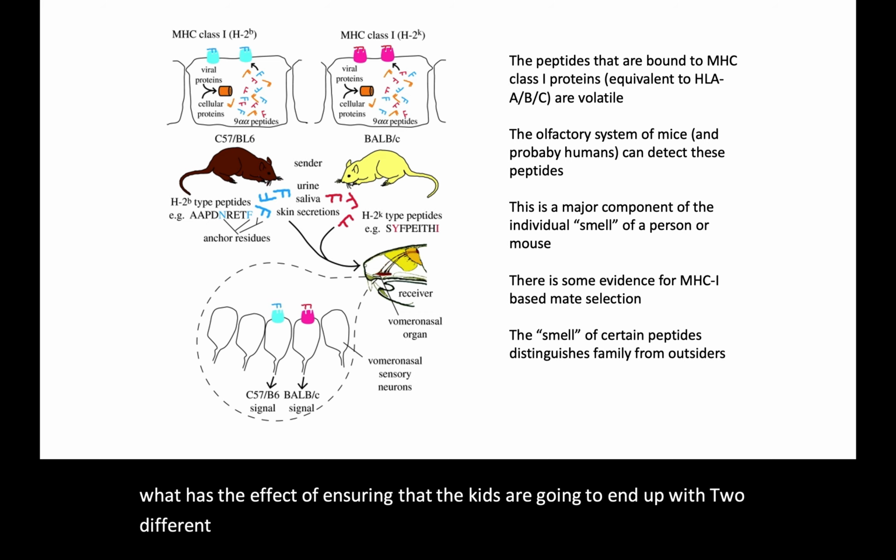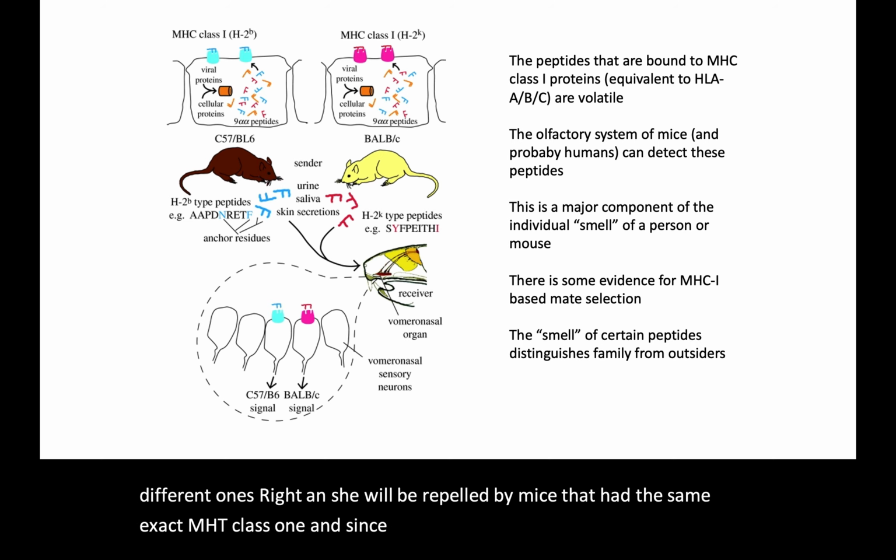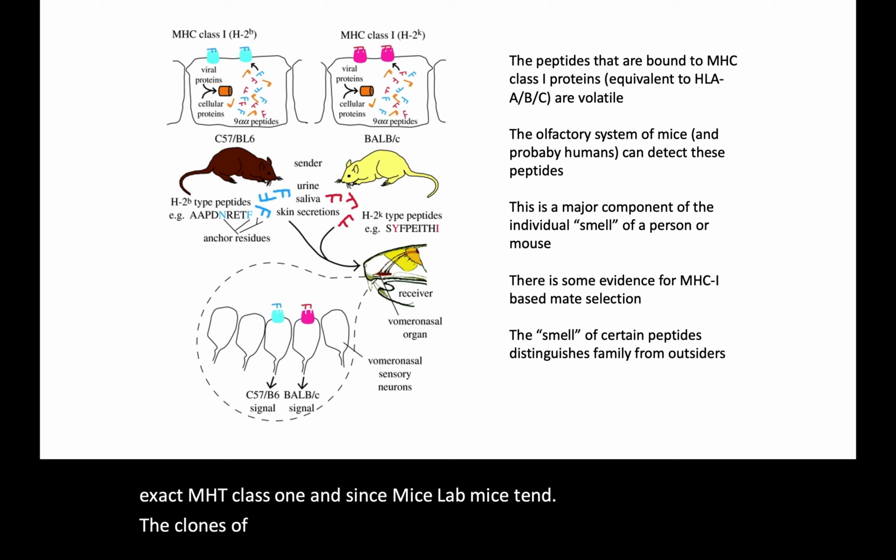Yeah. And she will be repelled by mice that have the same exact MHC class 1. And since lab mice tend to be clones of each other, you can test these things out and show that it happens over and over.